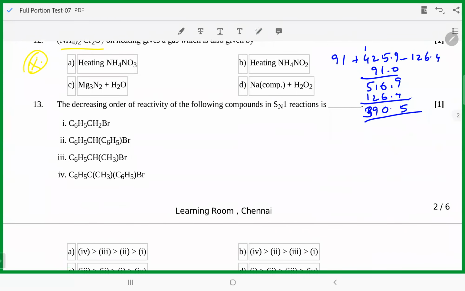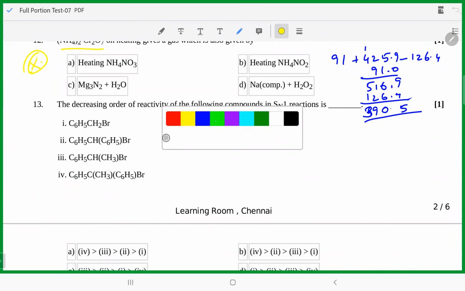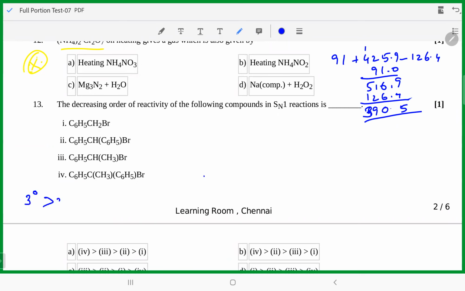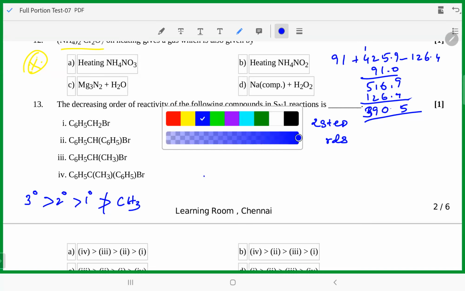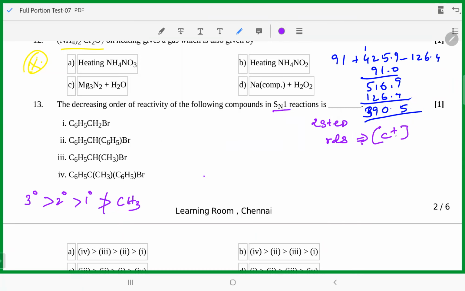Next one, the decreasing order of the reactivity of the following compounds in SN1 reaction. You know that very well. Tertiary will undergo a faster rate than secondary, which in turn is faster than primary; the methyl will be retarded. Because the SN1 reaction takes place in 2 steps. The rate determining step is the formation of carbocation. When a carbocation is involved, tertiary will be more stable than secondary, which in turn is more stable than primary. So it will be the primary halide.